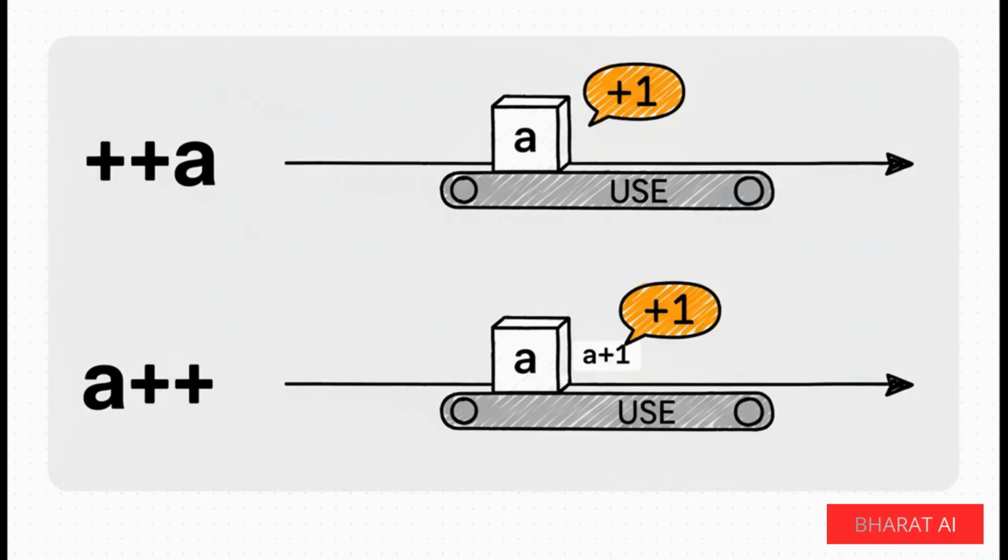All right, here are a couple of cool little shortcuts, the increment operators. They're just a quick way to add 1 to a variable. But, and this is a big but, the order matters a lot. If you put the plus signs before the variable, like ++a, it updates the value first and then uses it. If you put them after, like a++, it uses the old value first and only updates it after the fact. It's a subtle difference, but it can make a huge impact.